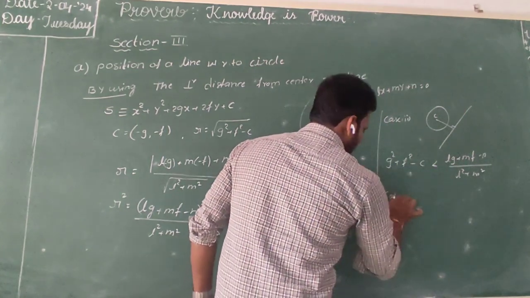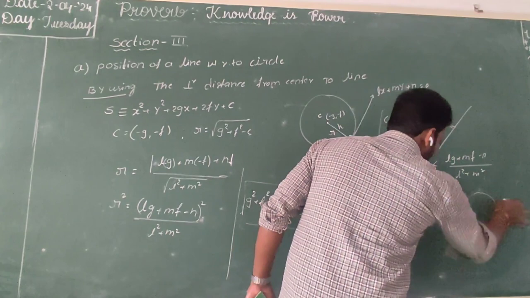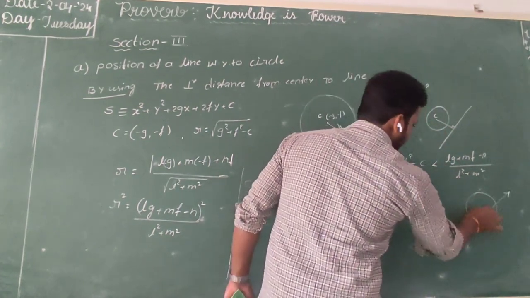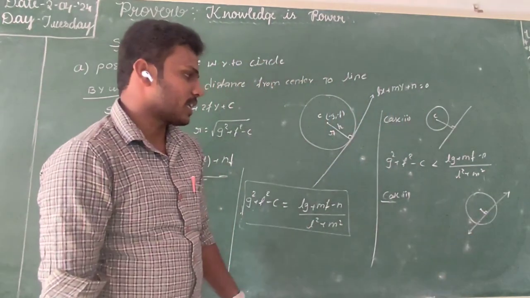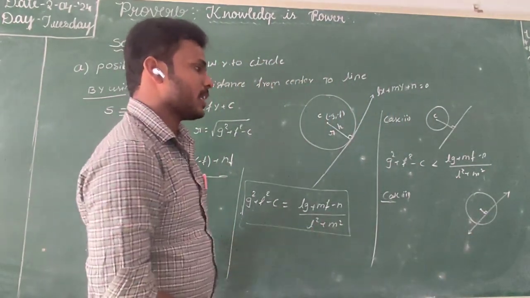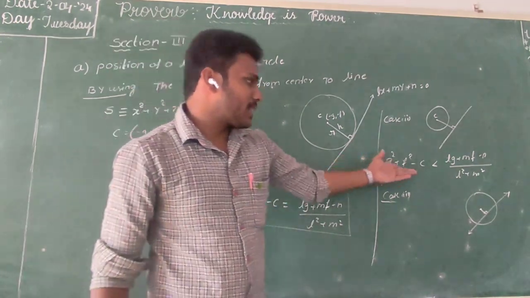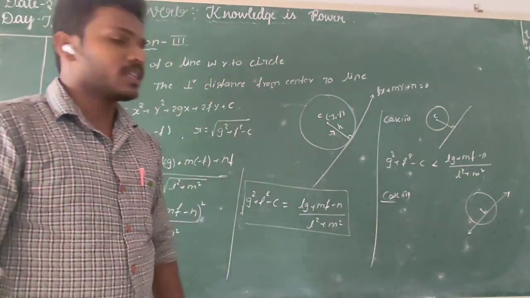In case 3, if the line intersects the circle, definitely the distance from the center to the line is less than the radius of the circle. So we take the less than condition. So overall, the perpendicular distance from the center to the line is either equal to, greater than, or less than the radius.